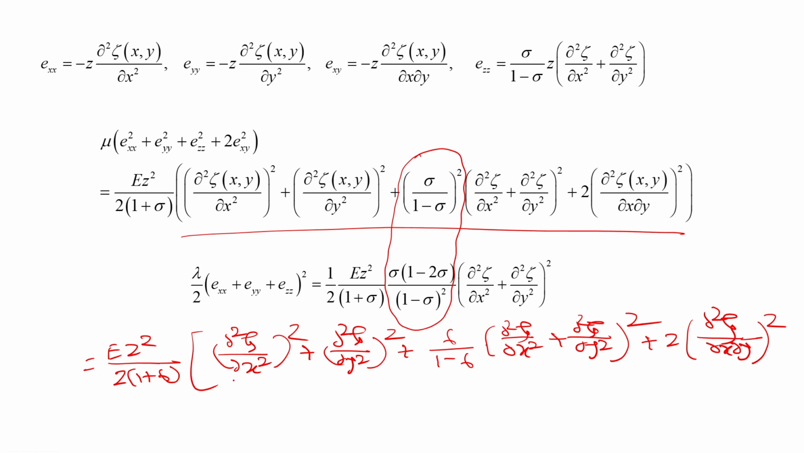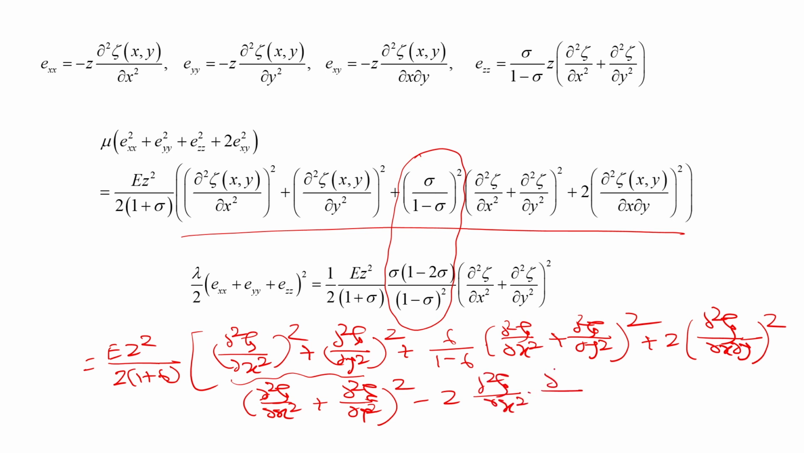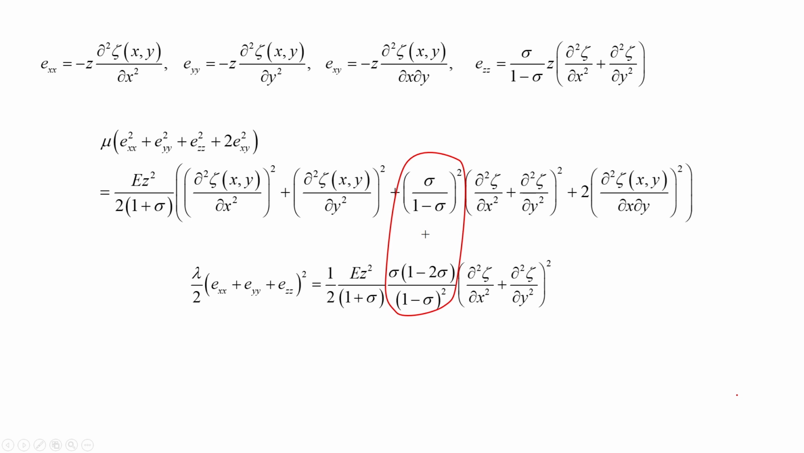So now we can write this part as del square zeta by del x square plus del square zeta by del y square, this is whole square, minus 2, this is del square zeta by del x square into del square zeta by del y square, okay, that is this quantity, and then plus this is sigma into 1 minus sigma into this is whole square plus 2 into this is whole square. So it comes out like that. So here now this quantity and these quantities can be added. So that's what has been done over here.